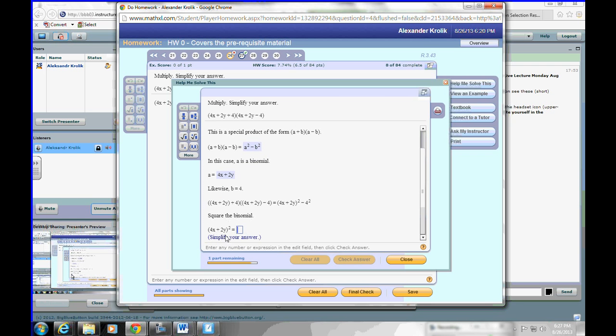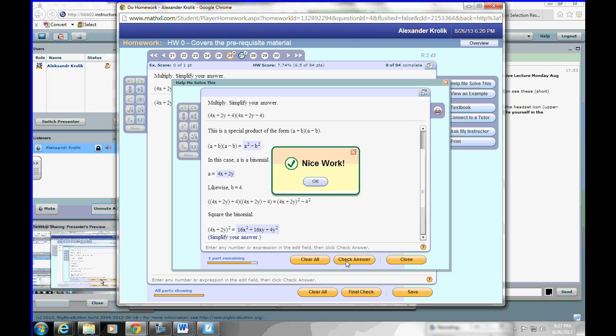So now ask me, how do you square 4x plus 2y, which is 16x squared plus what? 16xy plus 4y squared. Am I right? How do you know whether I'm right? Let me check. Oh, I'm right. Yeah?